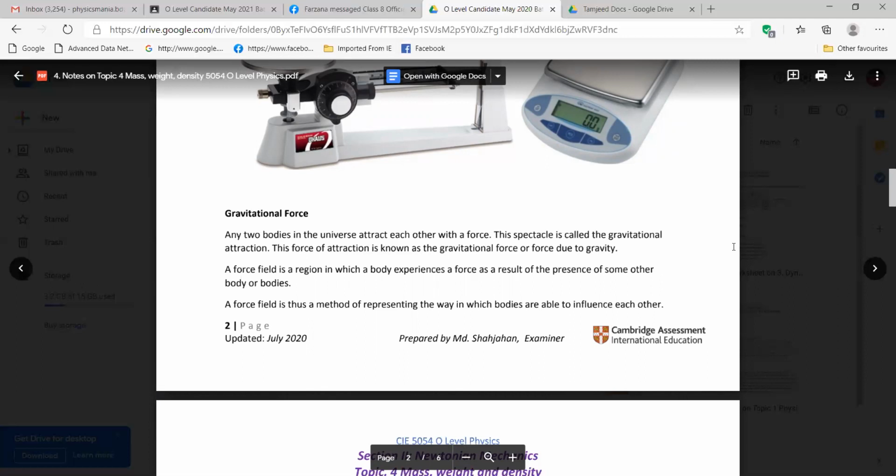Okay. Spectacle, this word you did not understand. You got one word, that is, this phenomenon, right? Similar. Okay, but sir, any two bodies in the universe attract each other. What does this sentence mean?